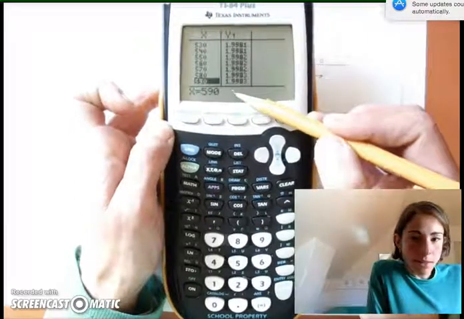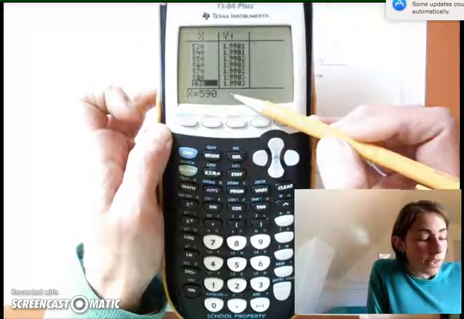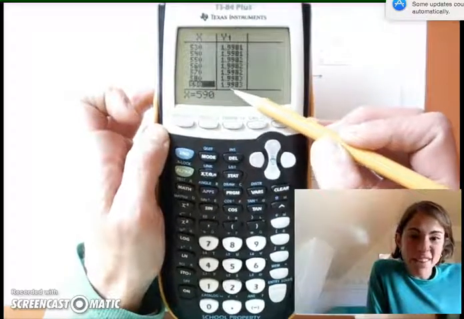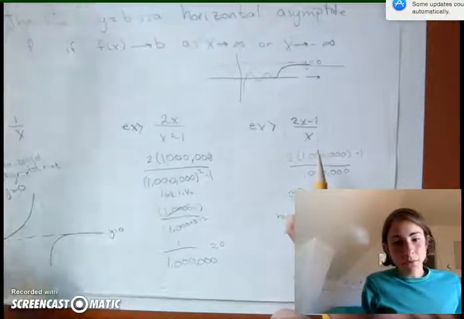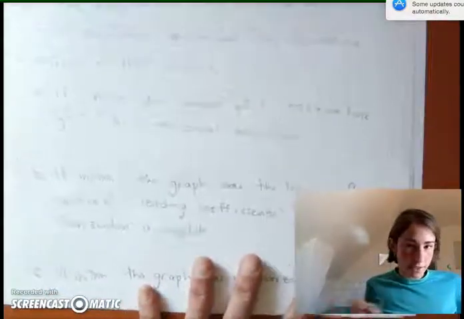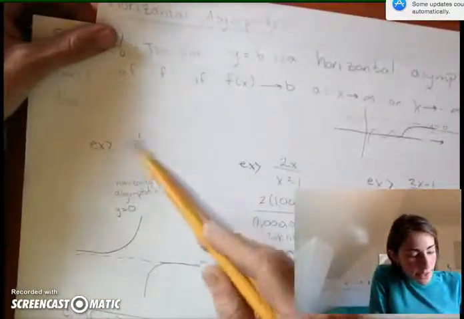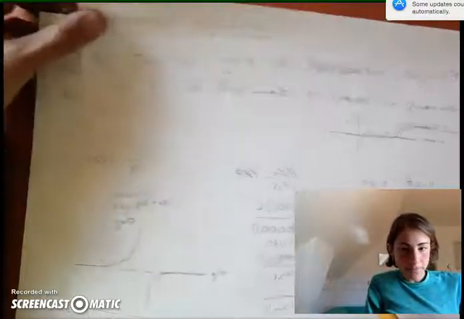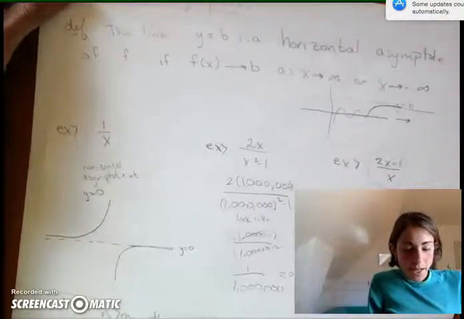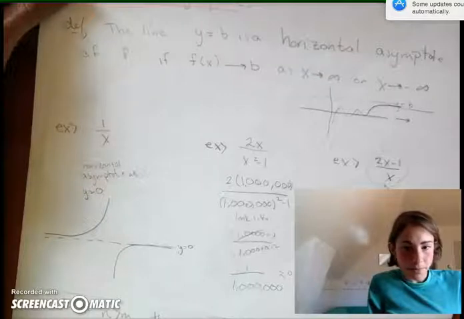A horizontal asymptote is a y value that the graph gets closer and closer to, but never actually reaches. So let's come up with some rules for determining horizontal asymptotes. In these examples, you'll notice that this one had a horizontal asymptote at 0. So did this one. And this one had a horizontal asymptote at something besides 0. It had a horizontal asymptote at 2.